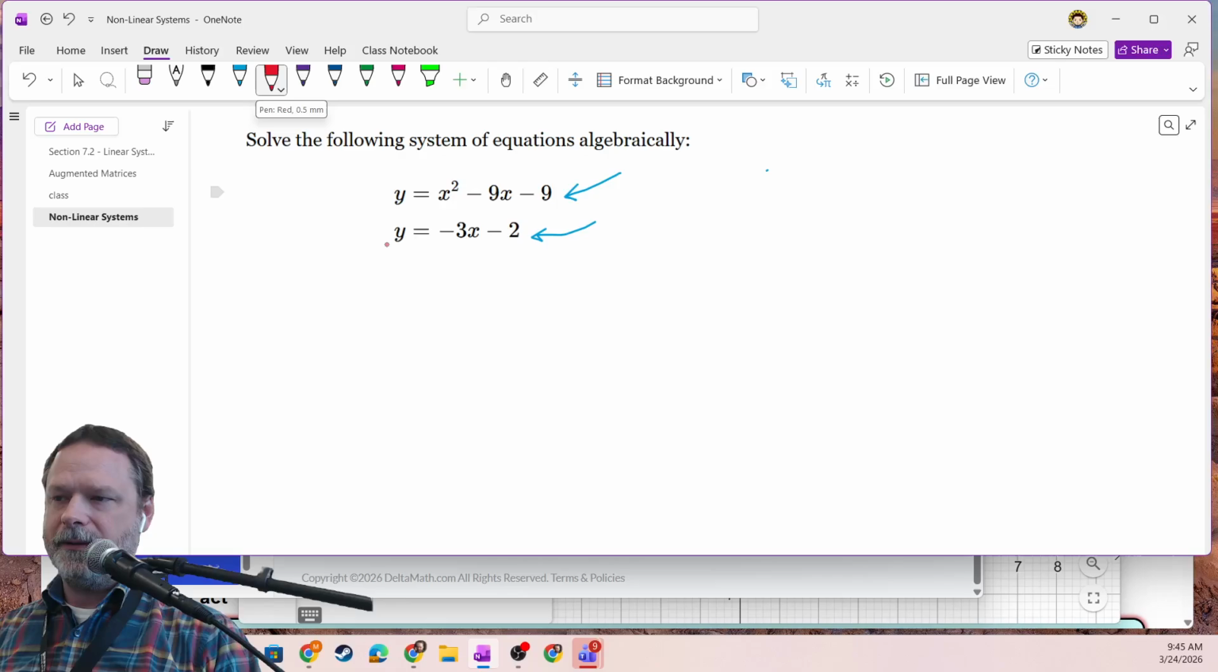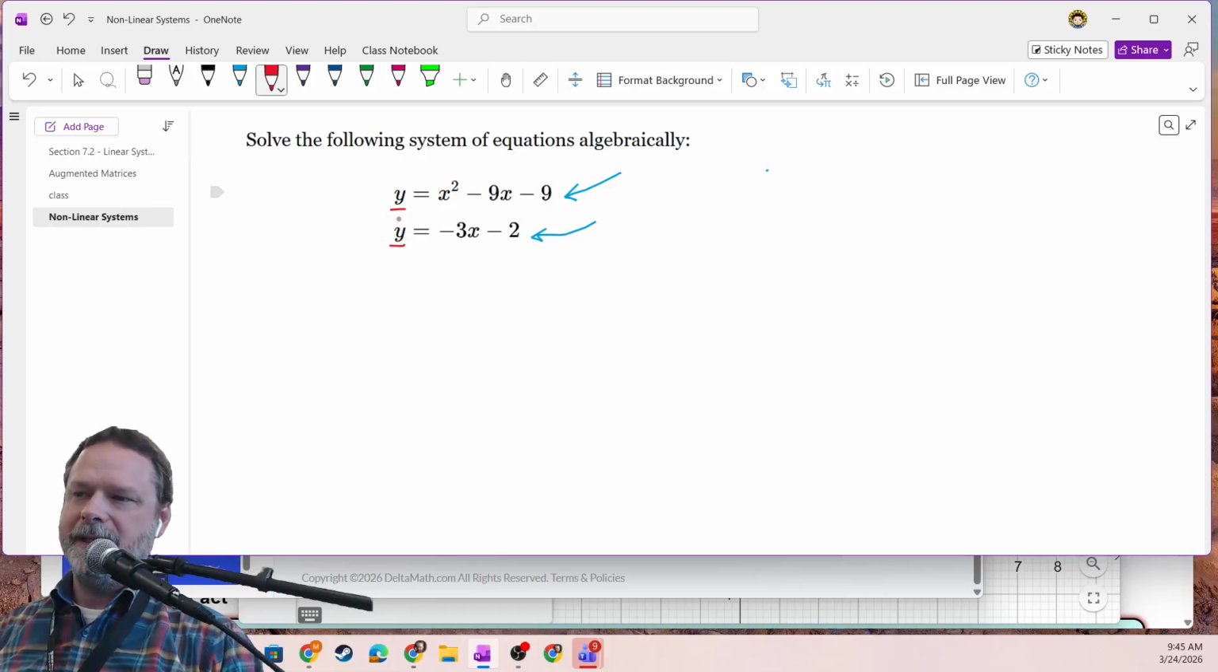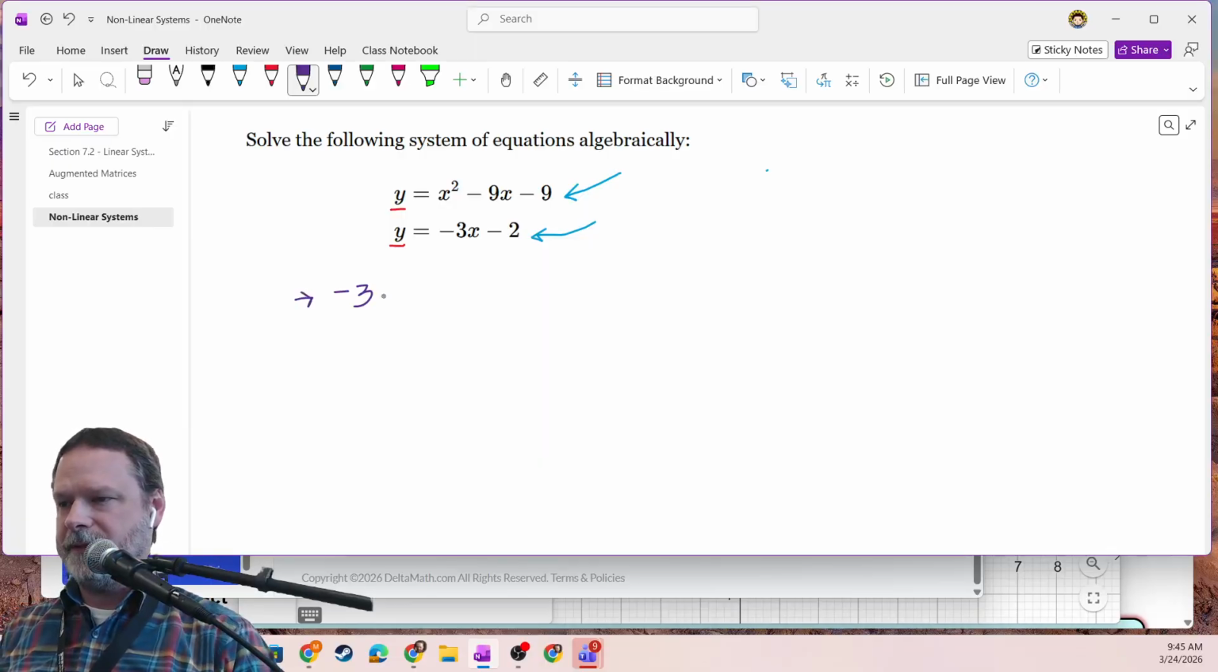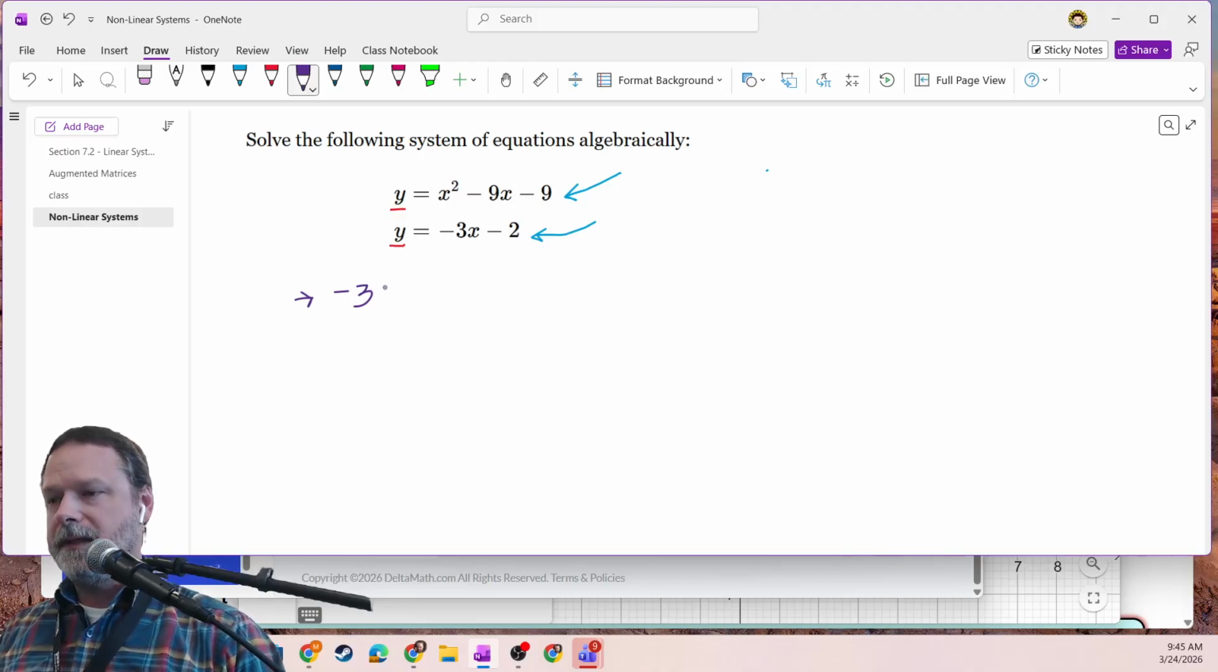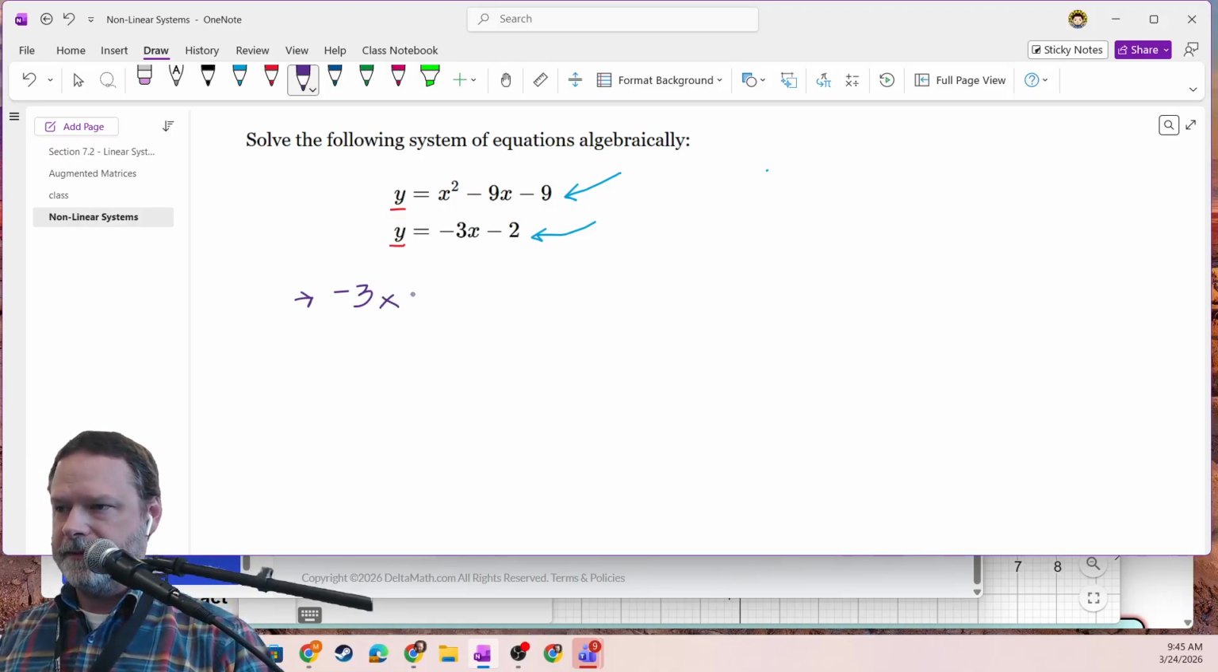And right away, I can already see they're both solved for y, so we can go ahead and set the right sides equal to each other. Or say substitute negative 3x minus 2 in for y in our top equation here. So let's do that. And what I'll get is negative 3x minus 2 equals x squared minus 9x minus 9.